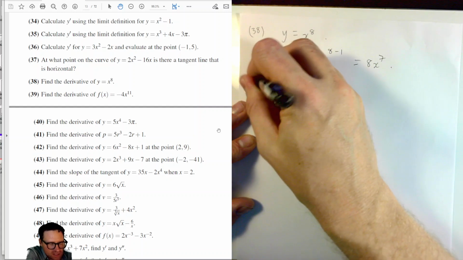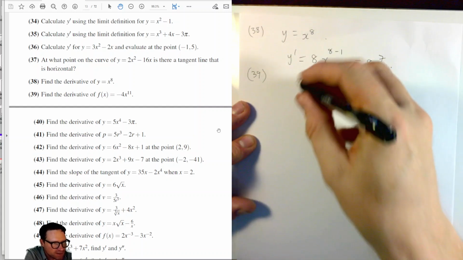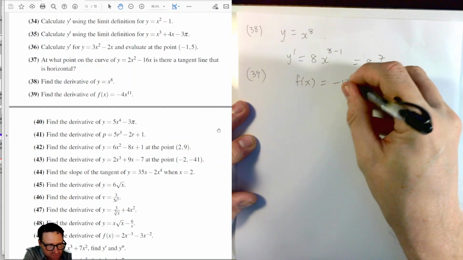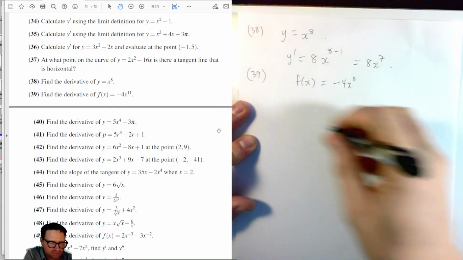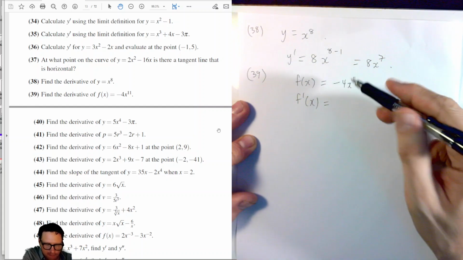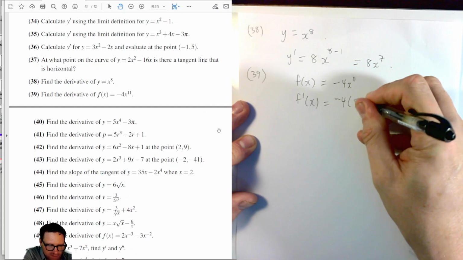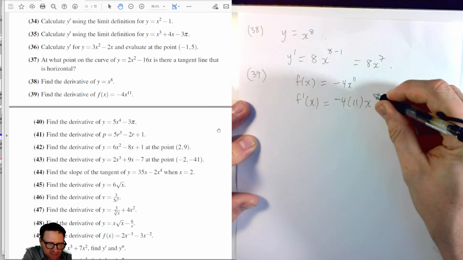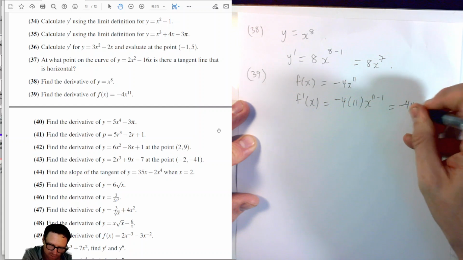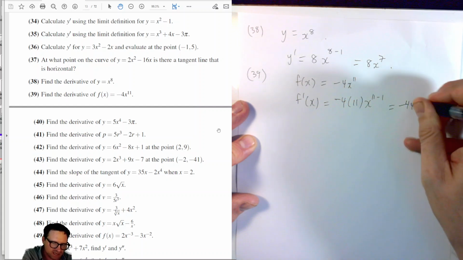Okay, question 39. Differentiate, or find the first derivative of f of x equals minus 4x to the power of 11. So here f dash of x is minus 4 times 11 x to the power of 11 minus 1, which is minus 44x to the power of 10.